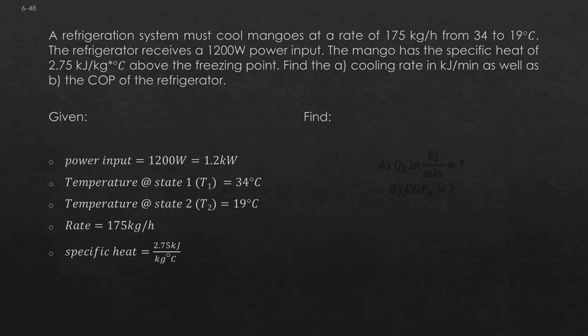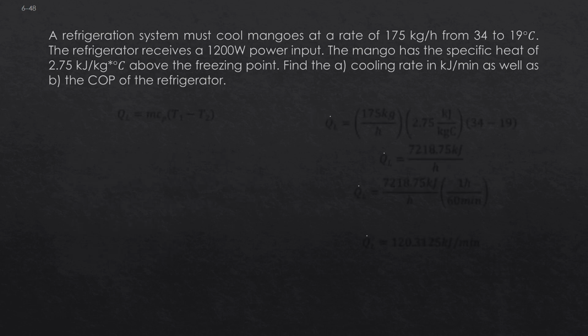So what we are going to calculate in this problem is A, the Q dot sub L or the rate of cooling in kilojoules per minute, and B, the COP sub R or the coefficient of performance of the refrigerator. Solve for the cooling rate in kilojoules per minute.